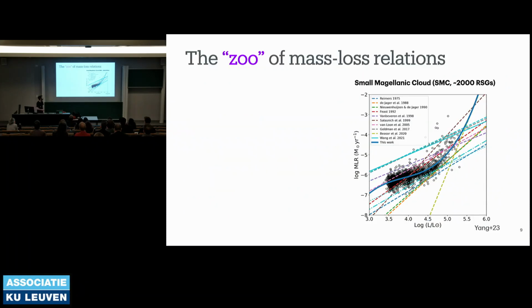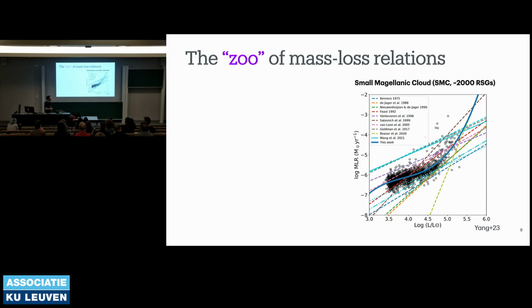So starting here with the motivation behind this work is this zoo of mass loss relations that exist in literature. Now on the right plot, you can see the mass loss rates versus the luminosity from a work from Yang et al. 2023, which was also from our group. One of the largest red supergiant samples in the SMC, where for the first time also we observed a kink in the relation around 4.6 in luminosity.